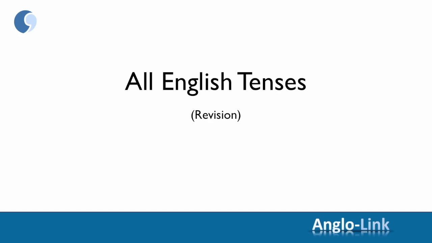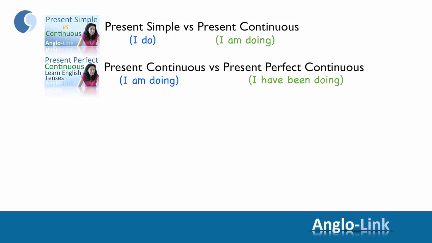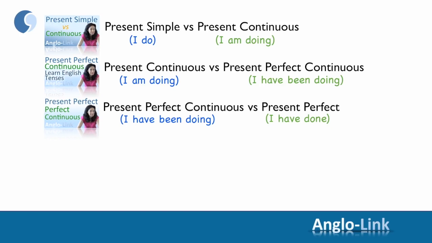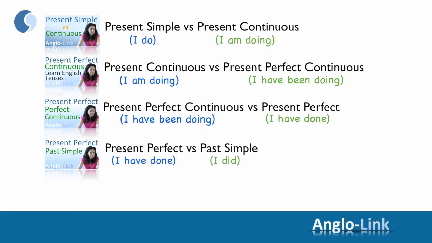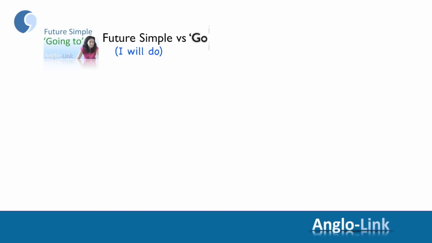So, just to remind you, in the first video, we looked at the difference between I do and I'm doing. Then we looked at the difference between I'm doing and I have been doing. In the third video, we looked at I have been doing and I have done. And then we moved on to the difference between I have done and I did. In my 5th lesson, we looked at action verbs and state verbs. The 6th video was on future tenses.